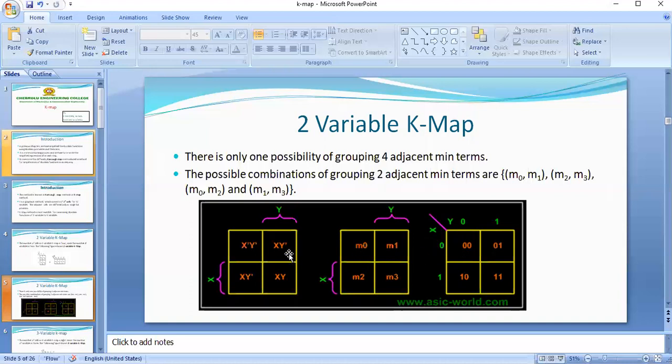And next x bar y. So this was wrong. This is x bar y, and this is x y bar, and this is x y. So this is the 2 variable K-map graphical method of representation.